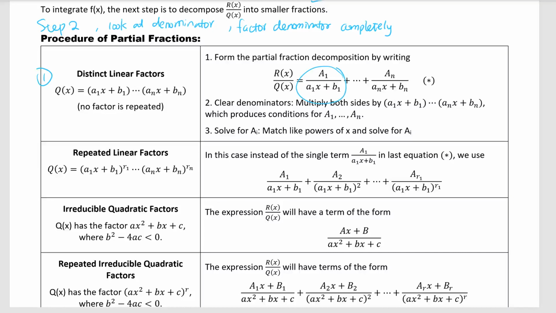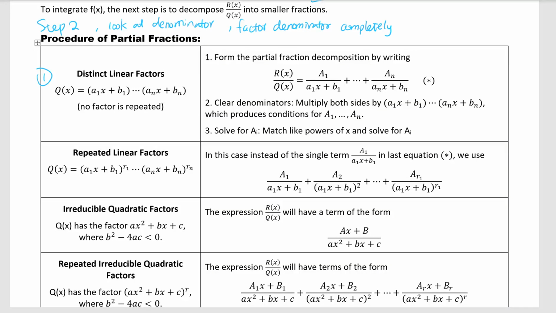Simple means you can see for each of the terms, the denominator only consists of one kind of factor. It's not a product of 2 factors, okay? So this is simple. And proper means the degree of the numerator is still less than the degree of the denominator. When we set it up, we want to set up the general form. Because the degree of the denominator is 1, then in order to be proper, the degree of the numerator must be 0. And that means we have a constant term. Okay? So we decompose into simple proper fractions.